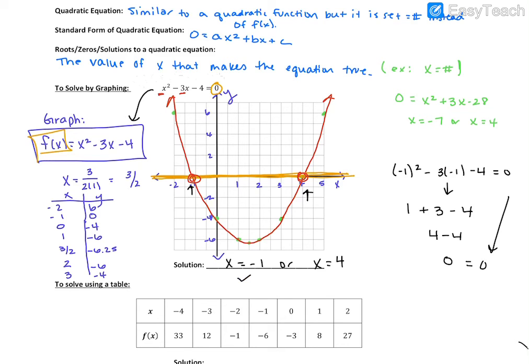So I checked negative 1. Now what we're going to do is we're going to do the same thing, but with 4. 4 squared minus 3 times 4 minus 4 equals 0. Simplify it on the left.